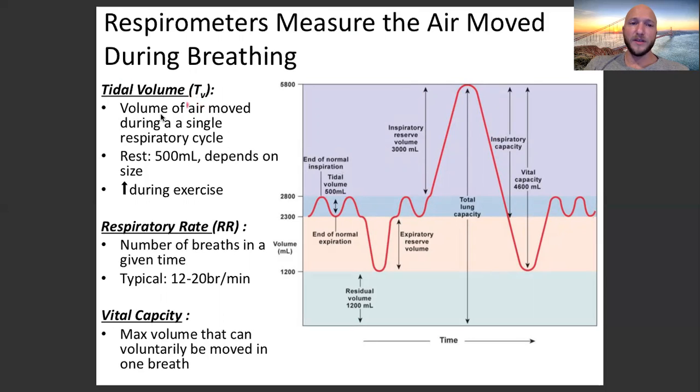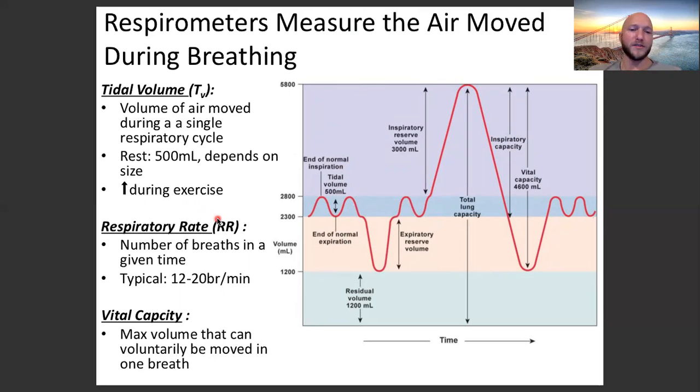Tidal volume, TV, is the volume of air moved during a single respiratory cycle. It's usually around 500 milliliters at rest, but it ultimately depends on size. And this tidal volume increases during exercise. So tidal volume's right here. And what you can see is during normal breathing, we don't exhale 100% of the air out of our lungs. There's still a large amount that's still inside of our lungs as we exhale. And when we inhale, we don't inhale as much as we possibly can. We still have a large ability to increase it more.